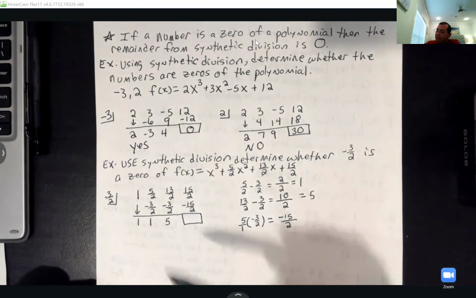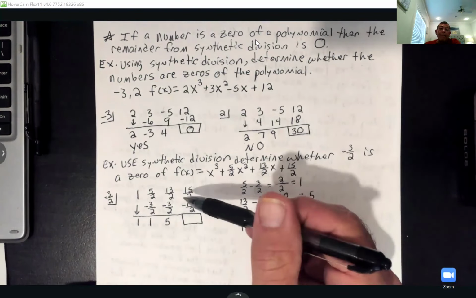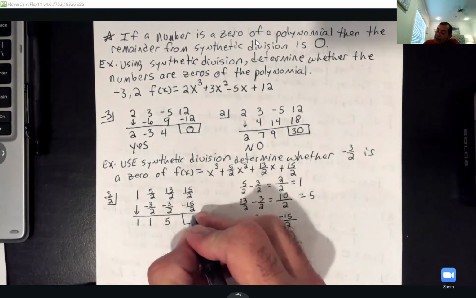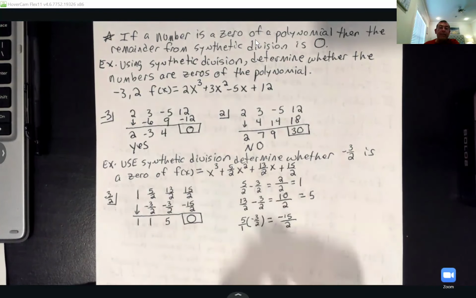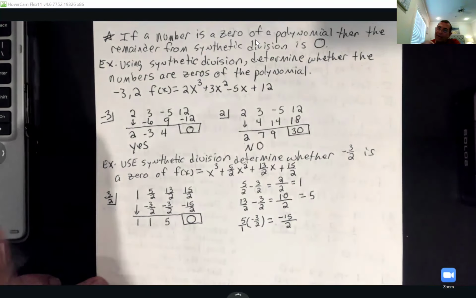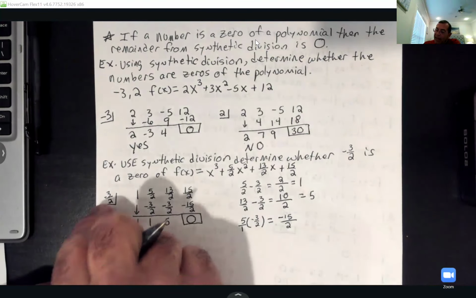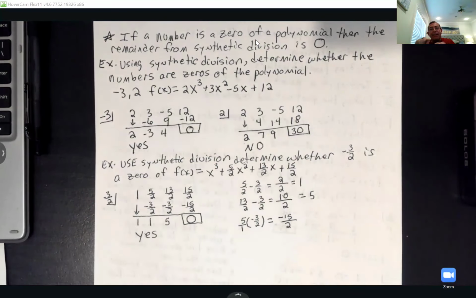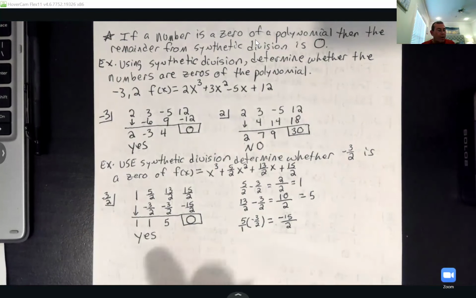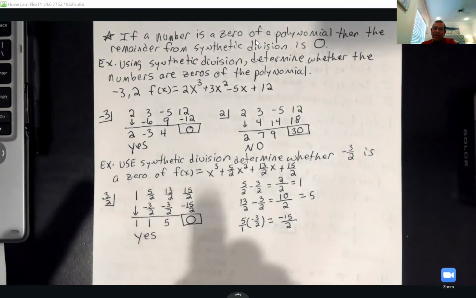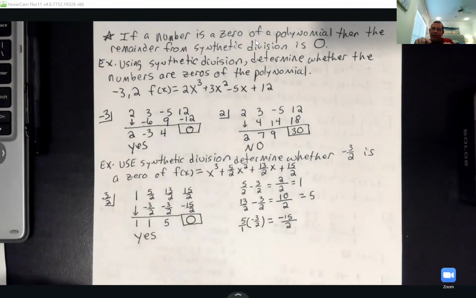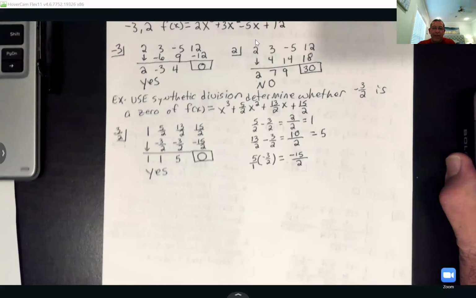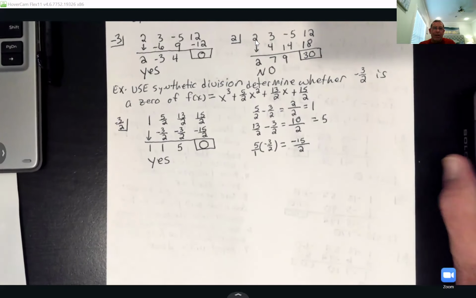Can't reduce that, so I'm going to put that right here, negative 15/2. But y'all look at that. 15/2 minus 15/2 gives me a remainder of 0. So since I got a remainder of 0, that means negative 3/2 is, yes, a 0 of that polynomial. No, it's not fun. I love this stuff because once you figure out the process, it's one of the best ways to check for zeros and stuff.